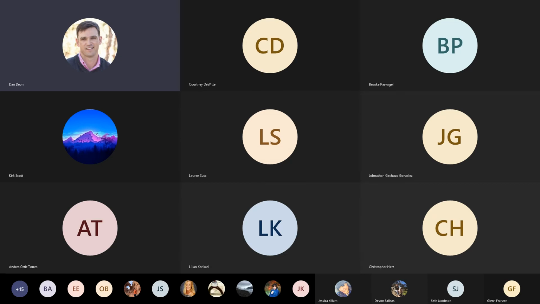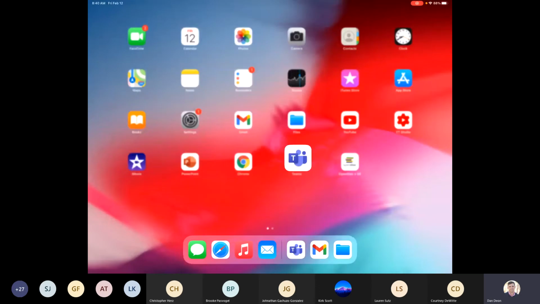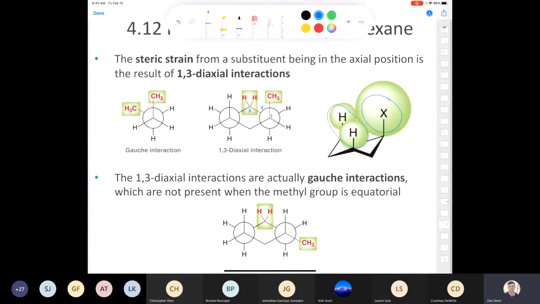Now, 1,3 diaxial interactions is a really sassy thing. Makes you sound really smart. But as long as you understand that it's a steric strain, right? You should know the name, 1,3 diaxial interaction, but it's because of the size, right? It's just too dang big. It gets close to the axial hydrogen there, and it gets close to this one here. Again, you have 1, 2, 3. Can't see the carbon in the back, but the third carbon would be over here.